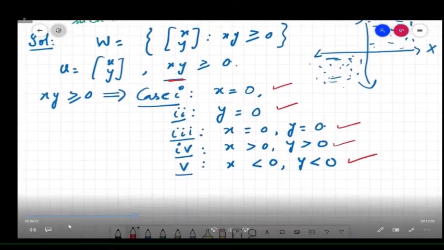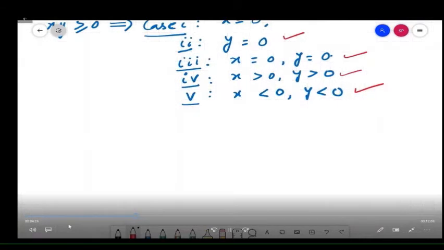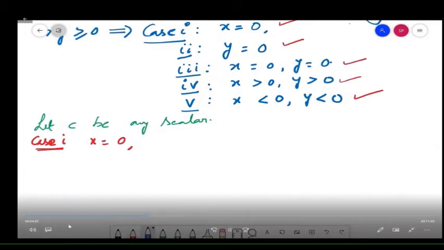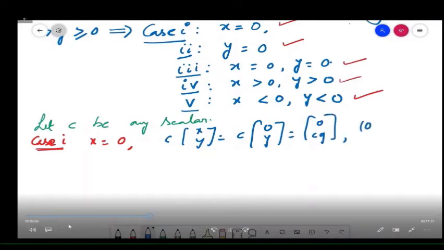So for this, we will consider a scalar, because we need c. Let c be any scalar. Then case 1. What is case 1? Case 1 is x is equal to 0. Then what will be c times u? c times u is equal to c times (x, y), which is equal to c times (0, y), that is equal to (0, cy). Then what is the product of 0 and cy? The product of 0 and cy will be 0.